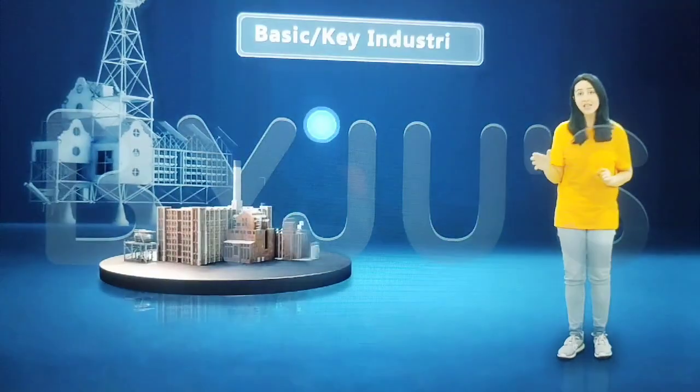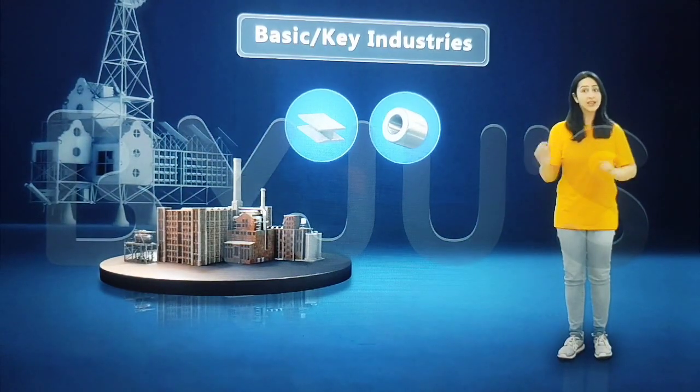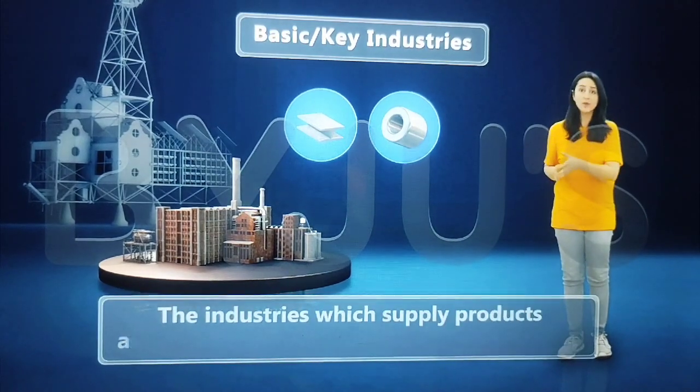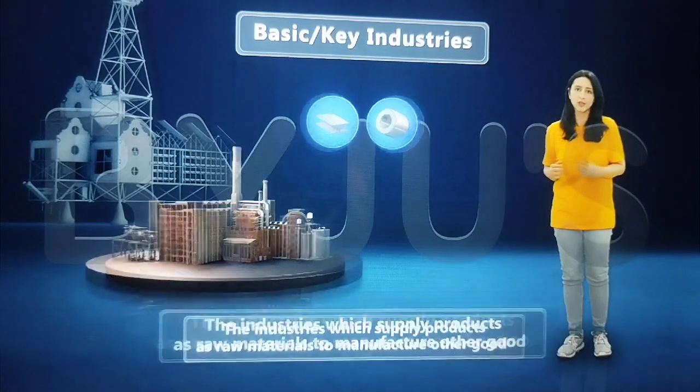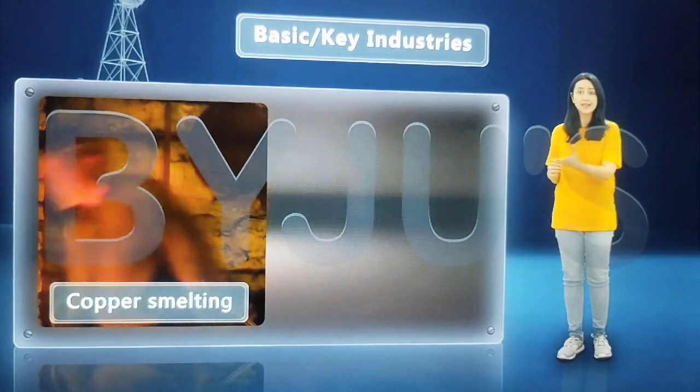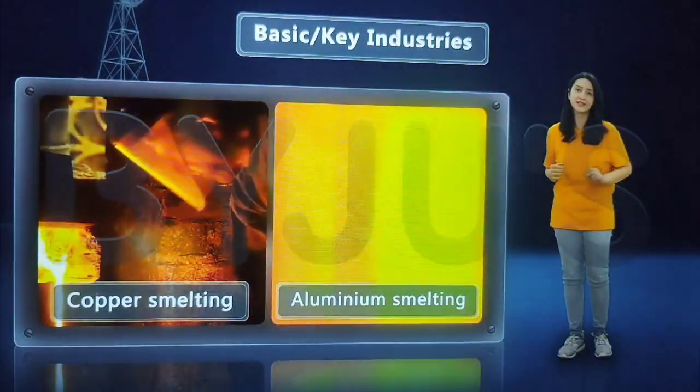So, based on this discussion, we can classify industries into two categories. Basic or key industries, like the iron and steel industry, which supply their products as raw materials to manufacture other goods. Other examples of such industries could be copper smelting and aluminium smelting.